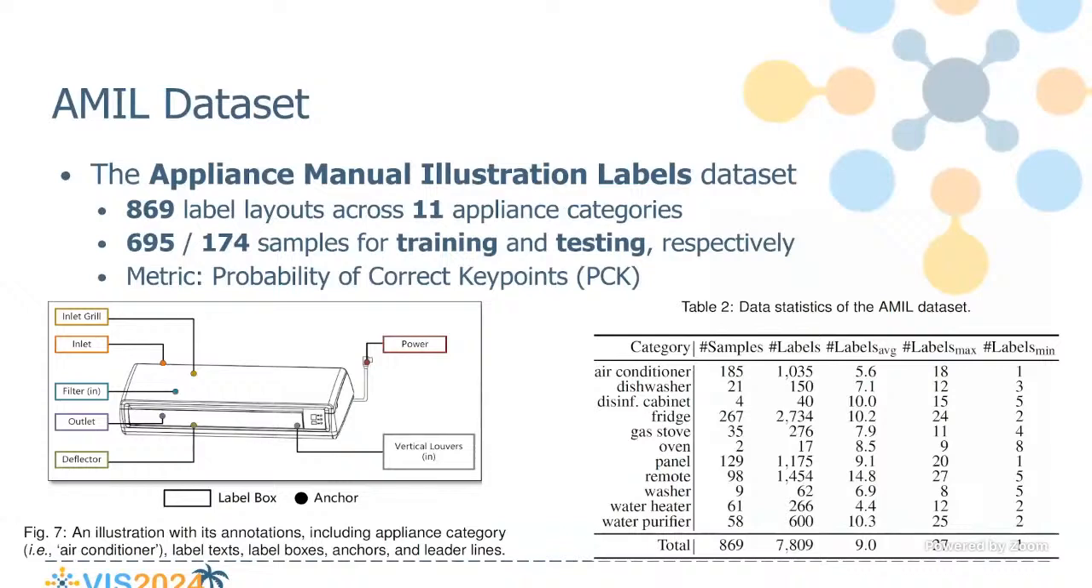To address the dataset issue, we built a new dataset named the Appliance Manual Illustration Labels dataset. Illustrations from household appliance manuals are typically created by professional designers. Thus, we manually extract useful label placement information from each illustration. The dataset contains 869 label layouts across 11 appliance categories.